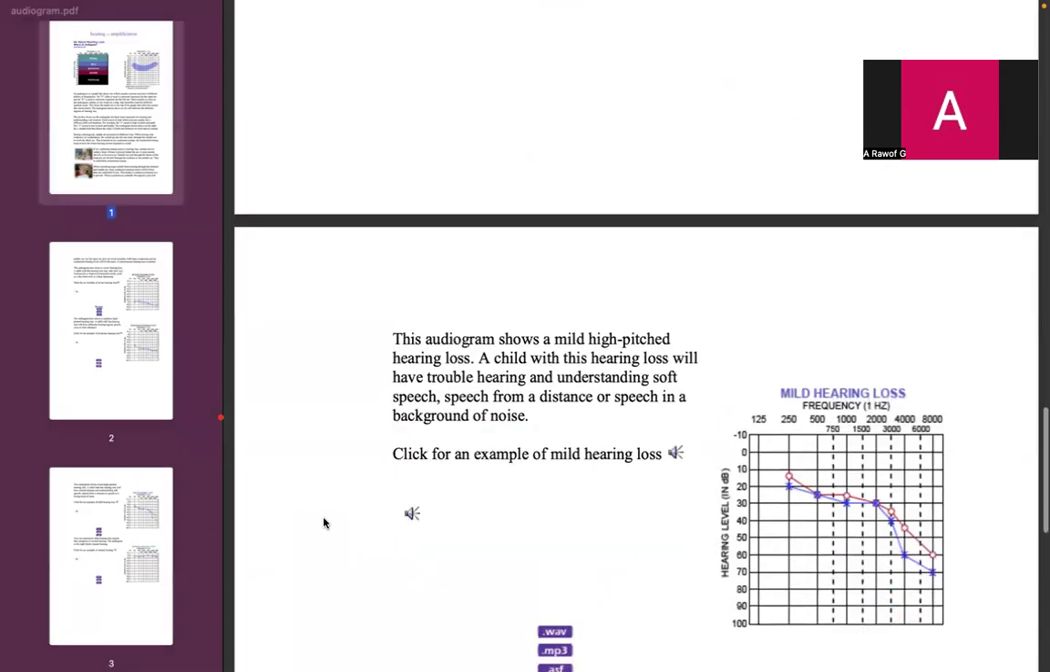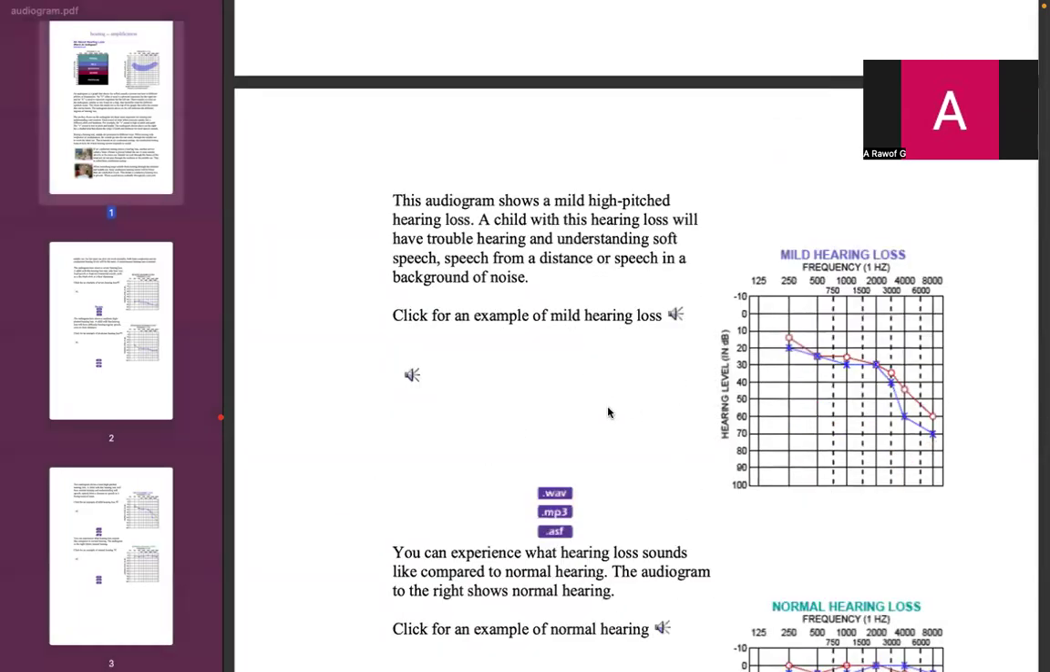Next. Here it is showing mild hearing loss. Again, most of the readings are coming between 20 and 40 or 25 and 45, only one reading is here. So this is mild hearing loss, but as the frequency increases, it has gone up to moderate as well. So mild to moderate, this one.